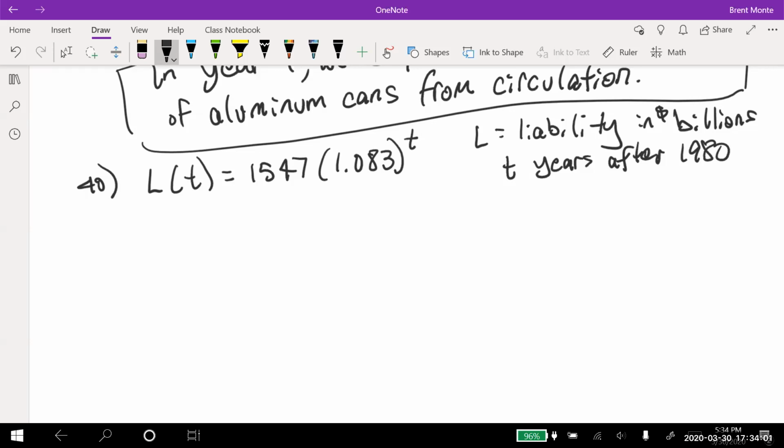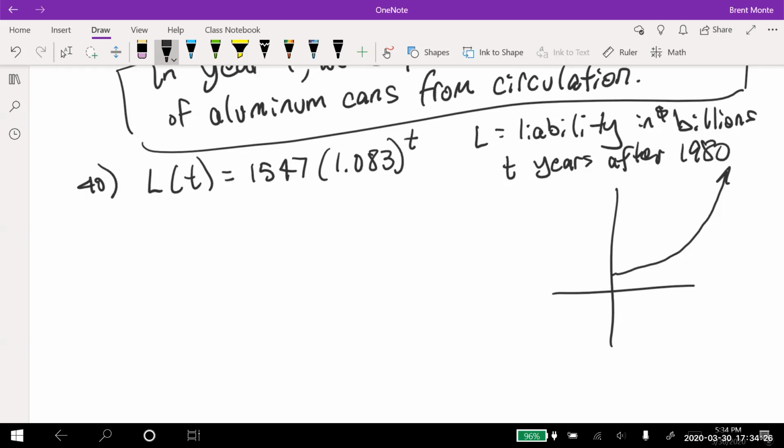Okay, they graph this, but notice it's an exponential graph. So the graph has to look something like this. It's going to start someplace in 1980. Well, it starts at 1547, and it's growing exponentially. It goes up at 8.3% per year. And I might have had it a little steep there, but that's fine. We just are getting a general idea of how that looks.